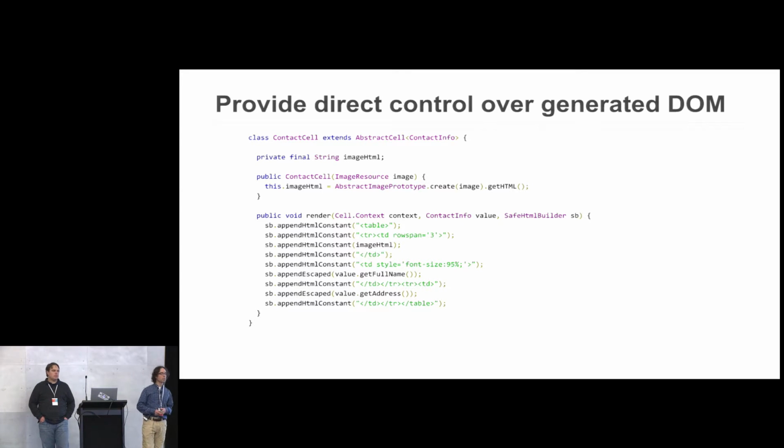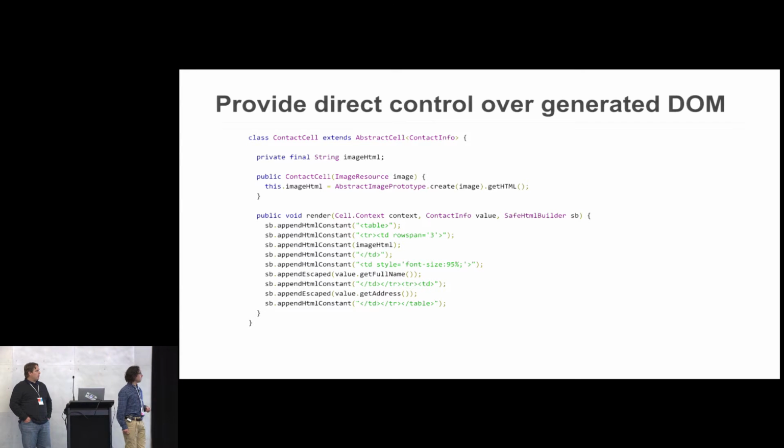A really nice thing about cell widgets is they can give you direct control over the generated DOM. So here you can see how we can specify exactly the HTML structure that we want to use. This is something that you don't always have such tight control over when you're using standard GWT widgets.